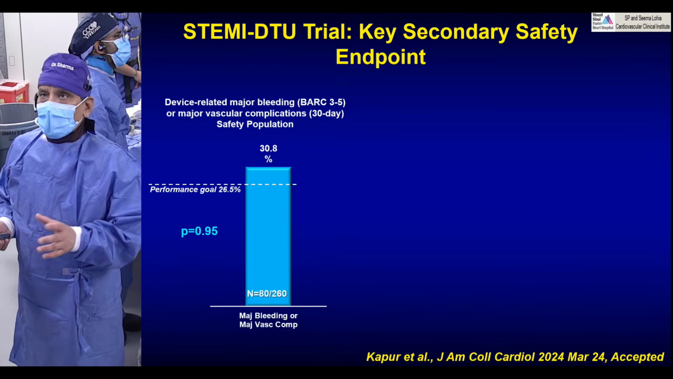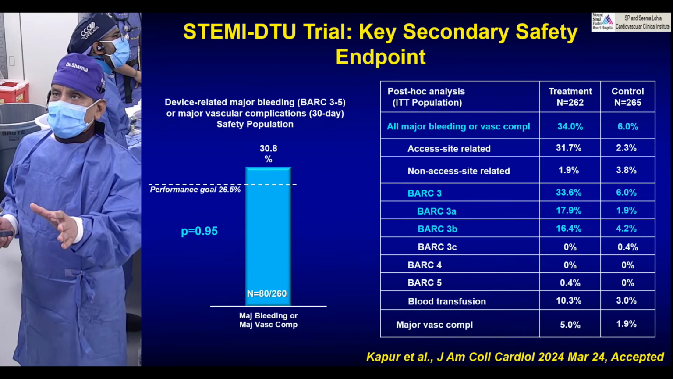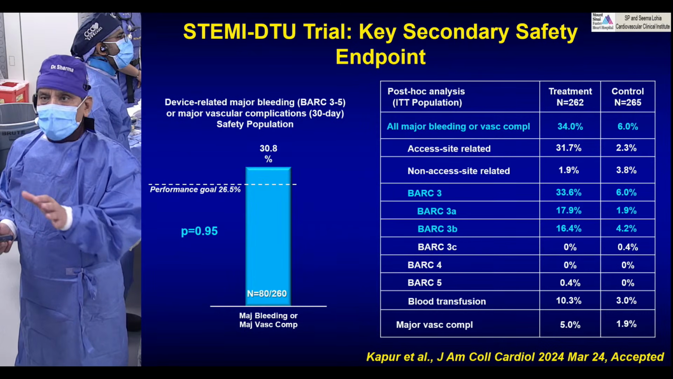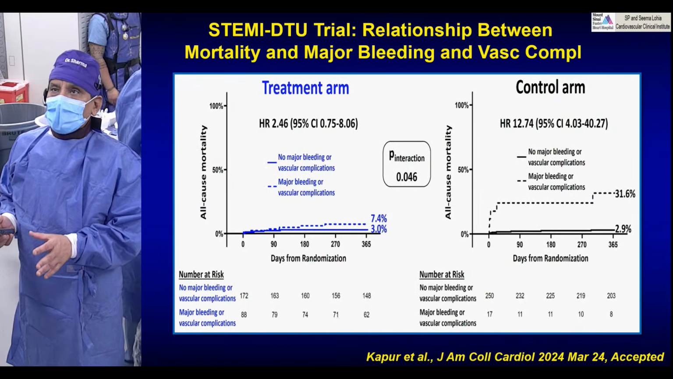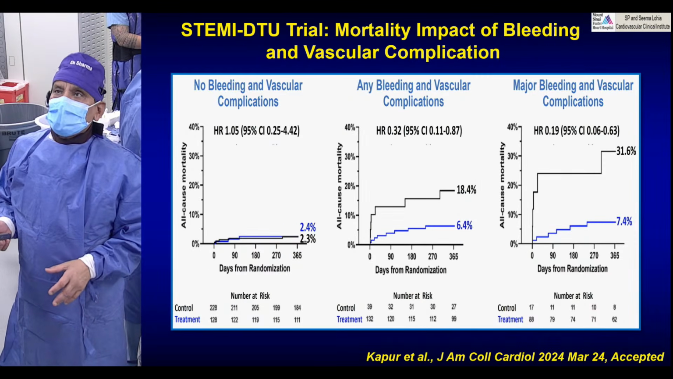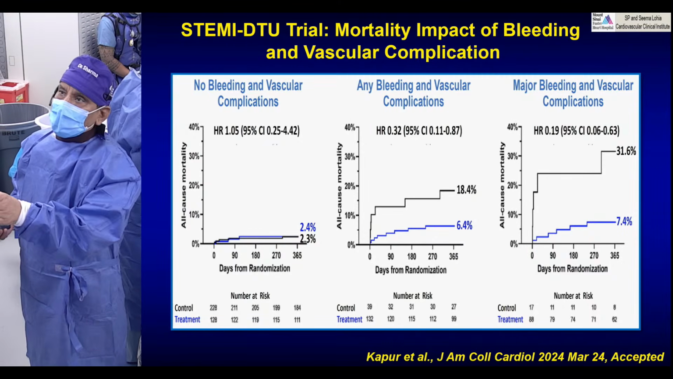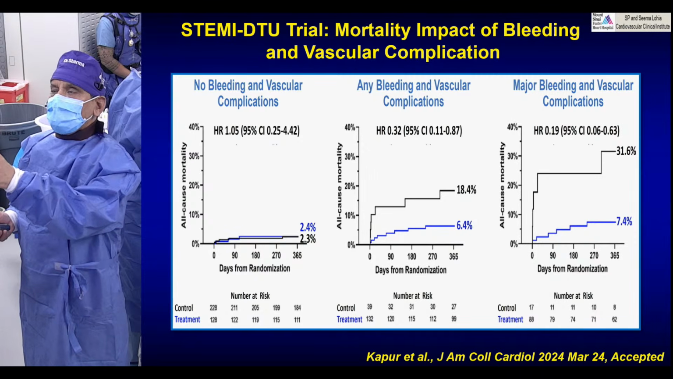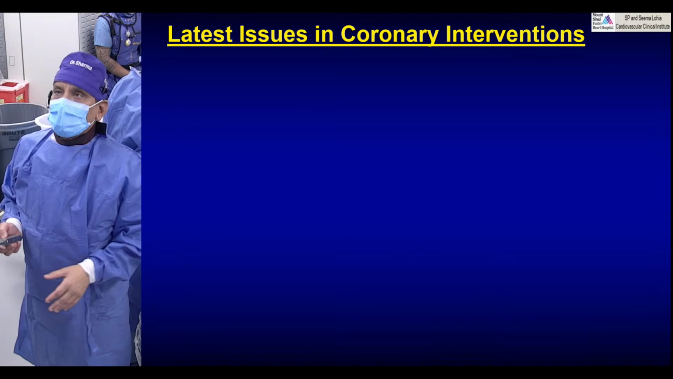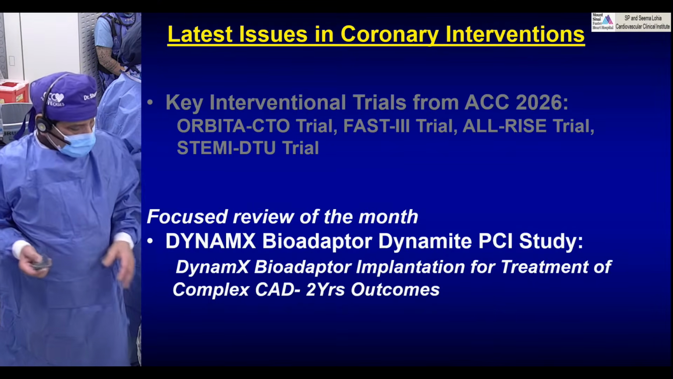But more importantly, or I would say the negative of the trial, until now everything is okay. But look at the bleeding. Major bleeding in the treatment group, 34% versus 6% in the control. Every aspect of the bleeding and vascular complication was very high in the treatment arm versus control. Vascular complication, as you can see here, significantly. And patients who have bleeding, we all know, it is associated with all-cause mortality. Those who had a major bleeding and vascular complication, mortality was 31.6%. Otherwise, it was 7.4%. So clearly, the trial, in my opinion, did not serve its purpose and was negative all the way.